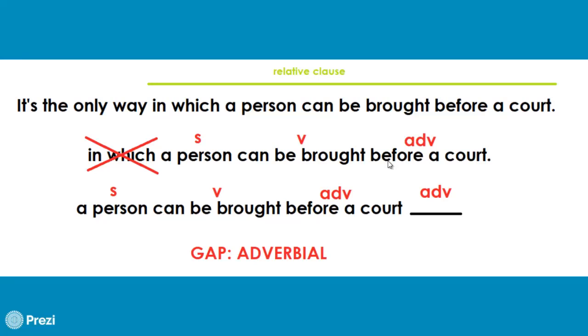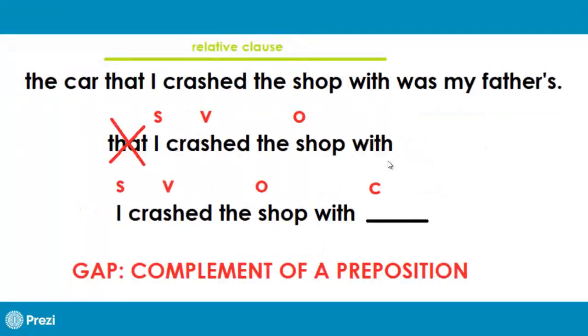In the last slide, we can see an example of a gap as complement of a preposition. Please note that in this case, our head noun is the word car, which has been post-modified by a relative clause. Remember that whenever we have a dependent clause within the major clause, we need to stop the bracketing where we find the main verb of the major clause. In this case, we have removed the relative clause from the major clause, resulting in that I crashed the shop with. Remember that to identify the gap, we need to erase the relativizer. So in this case, we are removing that.